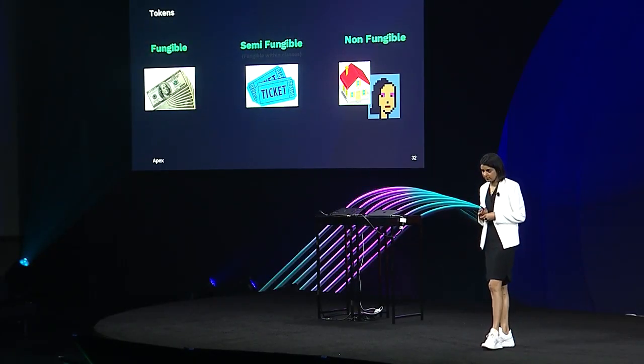The third kind of token is the non-fungible token, which is also the focus of the talk today. Unlike fungible tokens, non-fungible tokens are indivisible. They are unique. Each NFT is unique and has an inherent value. And so they cannot be interchanged or used for payment purposes.